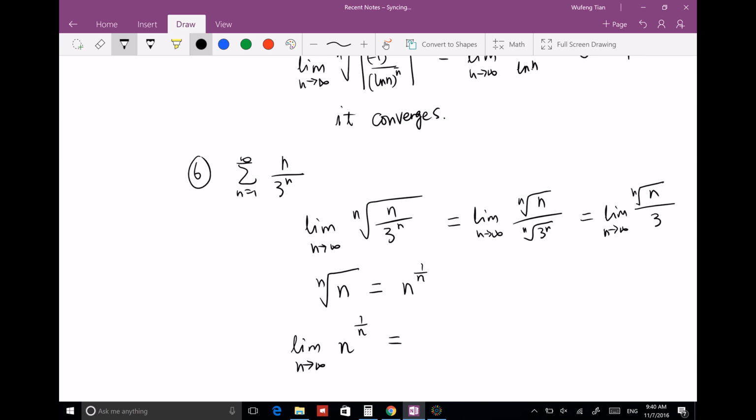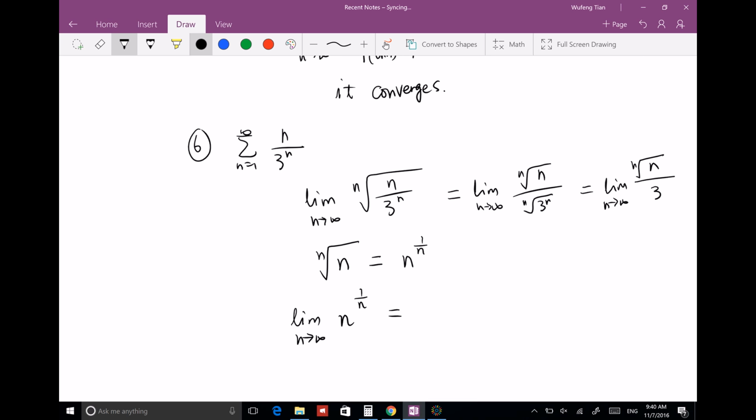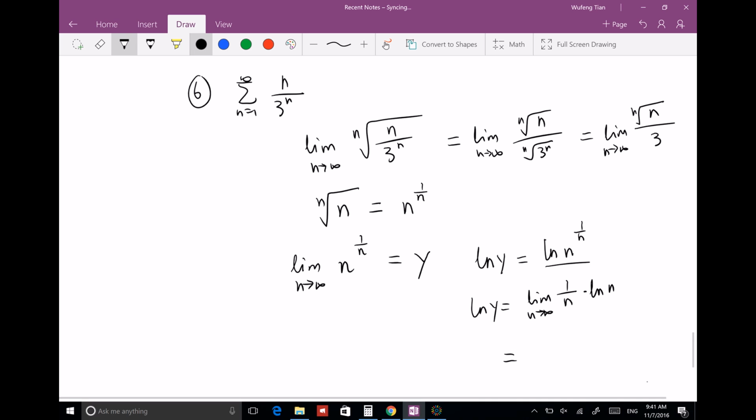In order to find the limit of this one, I don't have anything like infinity over infinity form or 0 over 0 form, so I need to create something like that. As I said in the previous examples, when the power has n or x, what do we do? Normally, we set it equal to y and take ln on both sides. So we get ln y equals ln of n to the power 1 over n. So ln y equals the limit as n goes to infinity of 1 over n times ln n.